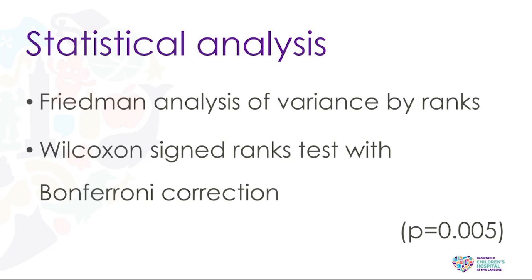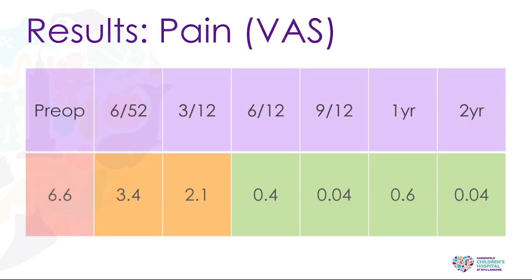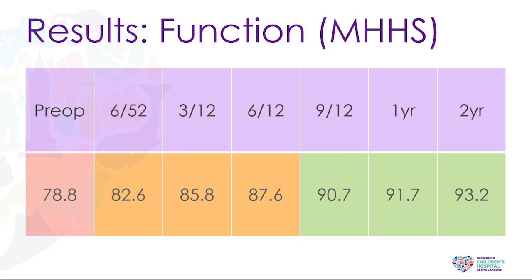The results, as far as pain, were very good. If this is the visual analog scale, you can see that it went from a mean of 6.6 preoperatively to less than 2 at 1 and 2 years, and this was sustained. So they maintained this significant reduction in pain. And similarly, using the Harris hip score for function, the score went from a preoperative mean of 78 to a mean of 93. And again, this was sustained over 2 years.